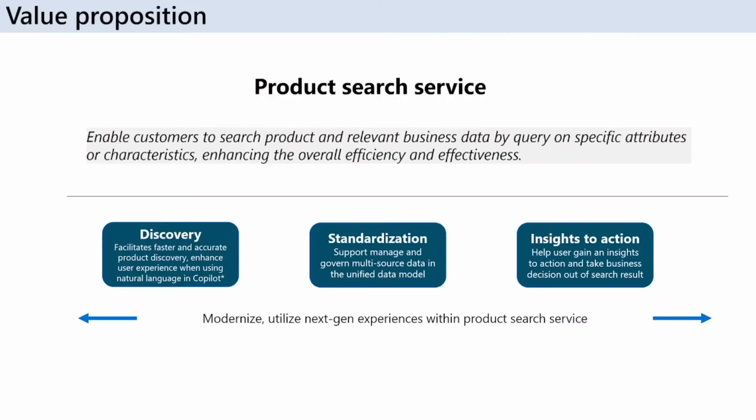The third one is insight to action. Based on the query results for product and real-time inventory, it can also empower users to gain actionable insight, enabling decision-making and contributing to more strategic and effective business choices based on the search results. So those key value propositions contribute to a comprehensive and efficient product search solution that will align with your business needs and user expectations.